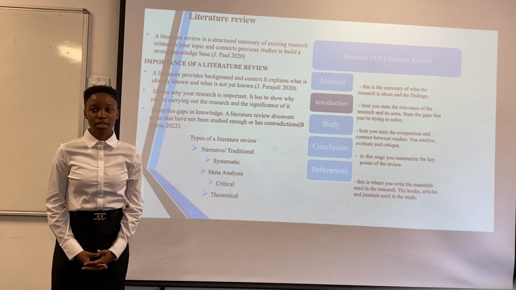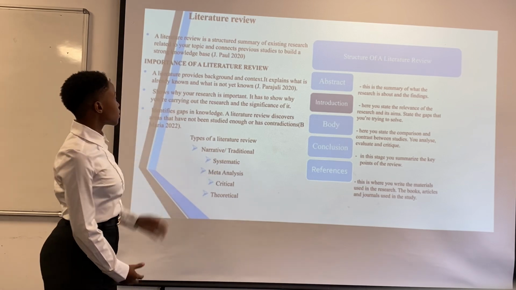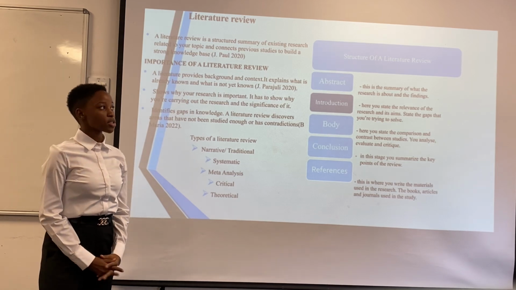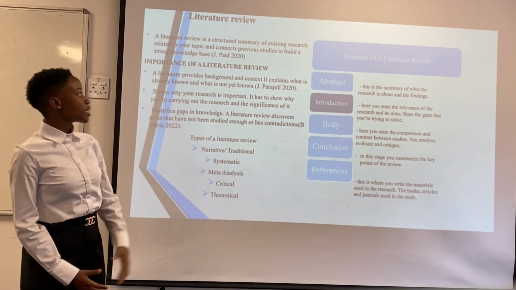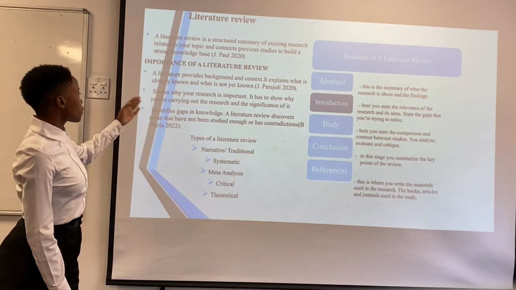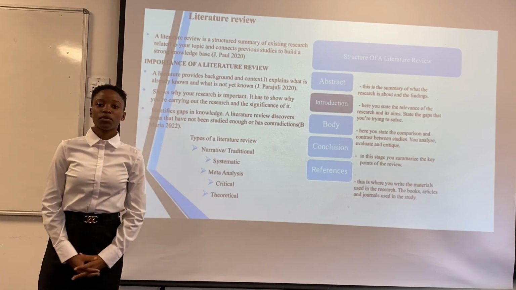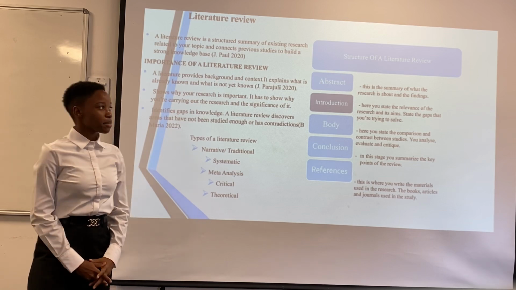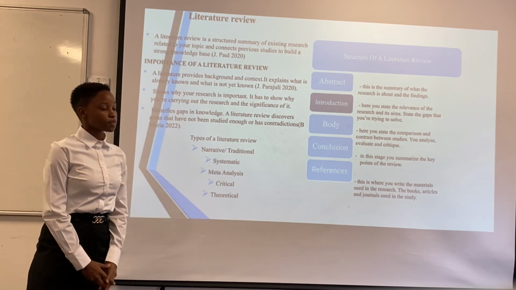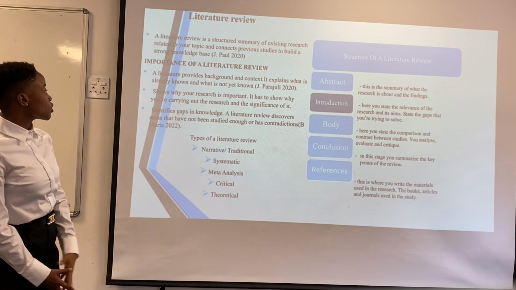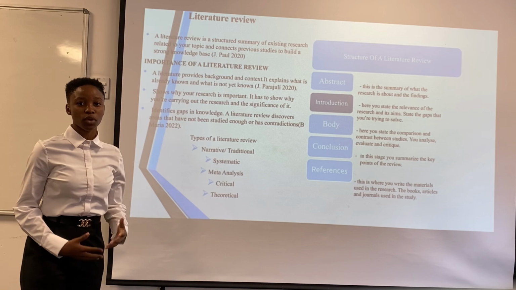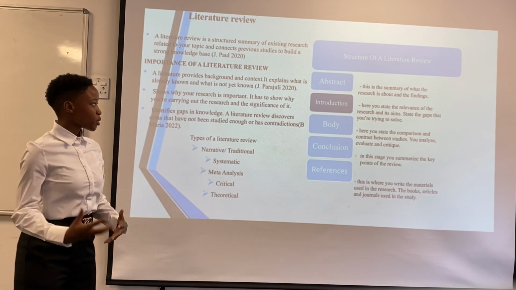What is a literature review? A literature review is a structured summary of existing research related to your topic and connects previous studies to build a strong knowledge base. Importance of a literature review. A literature review provides background and context, meaning it explains what is already known and what is not yet known. Also, a literature review shows why your research is important. A literature review shows the significance of your research and shows why it is important to carry it out.